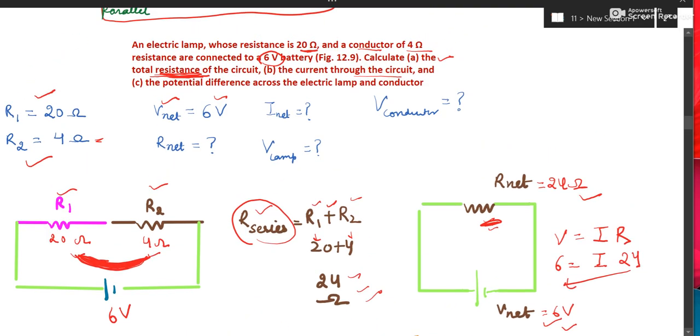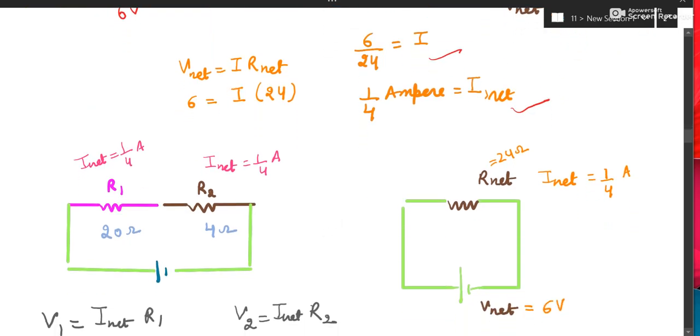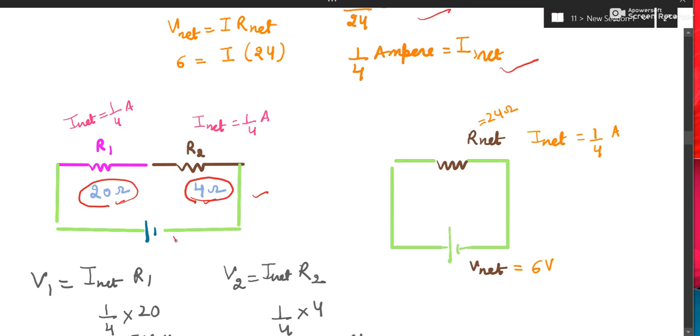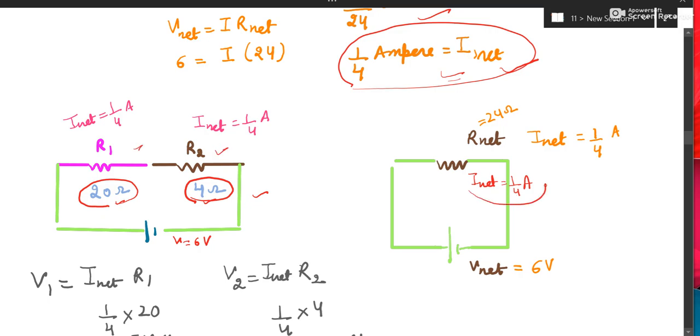Now the third part says we'll have to find out the potential difference across each. So you can see I've drawn the diagram once again. This is my first diagram. One lamp, one conductor of this resistance R1. This is resistance R2. This is net voltage 6 volt. I net I have found, 6 by 24, that is 1 by 4. Net current is here, 1 by 4 ampere, because they are in series. So this current will only flow. Current will be the same in series.